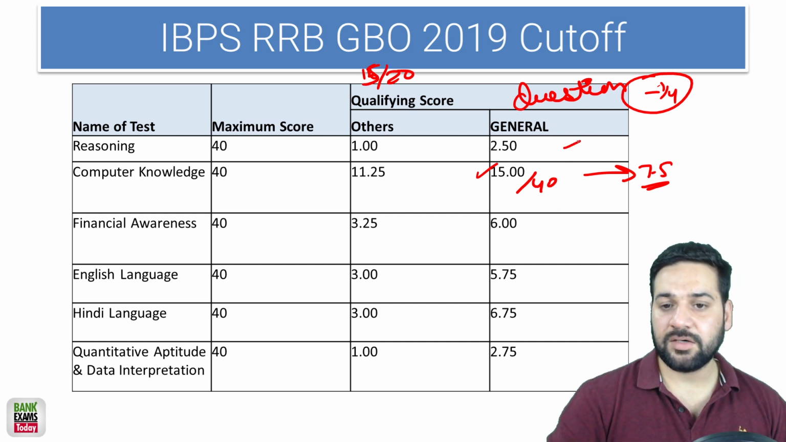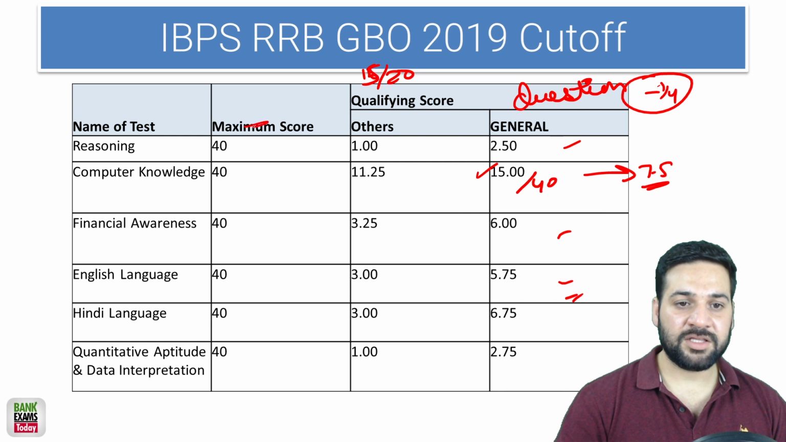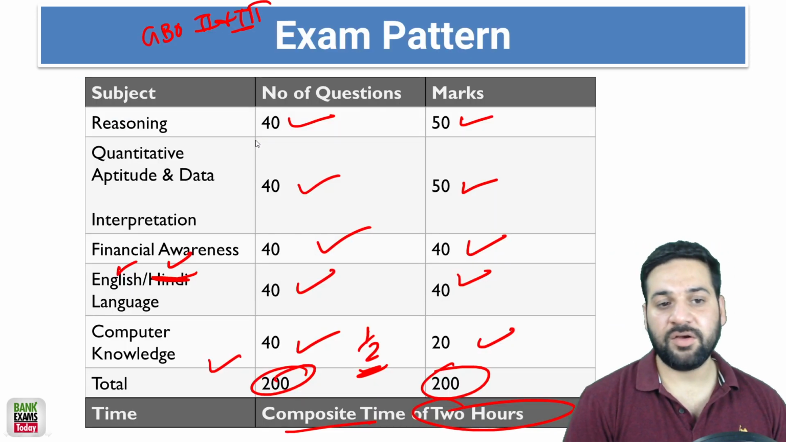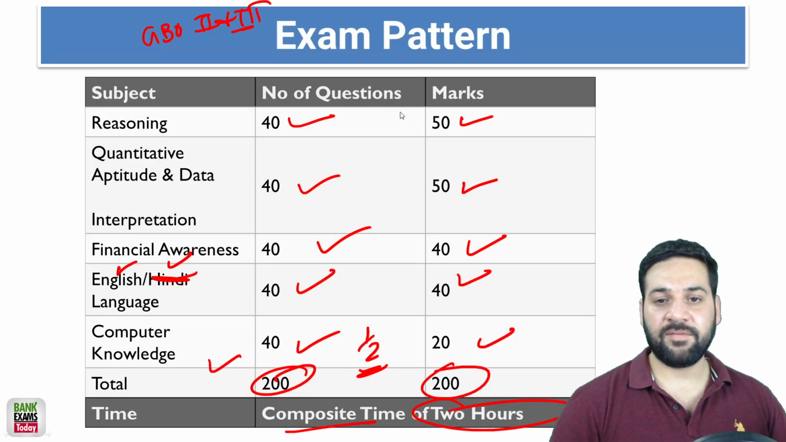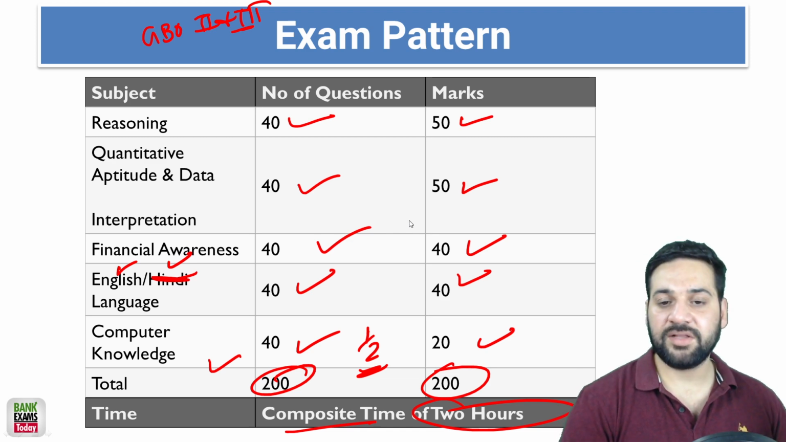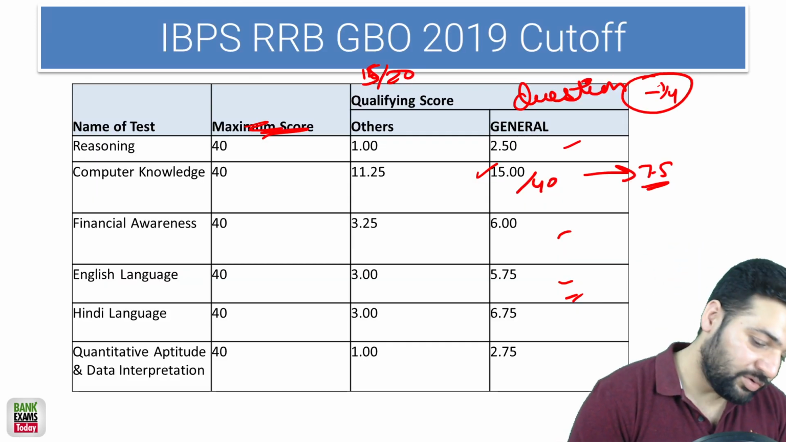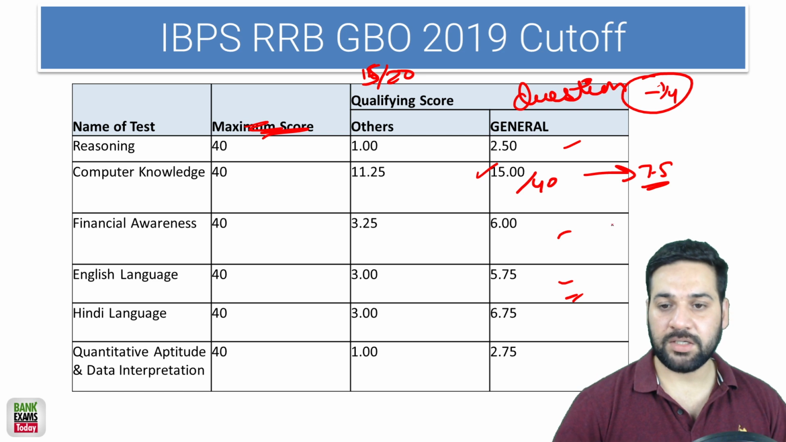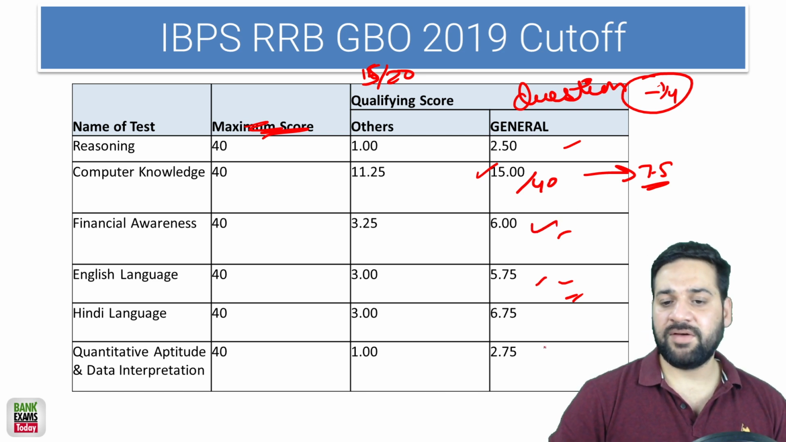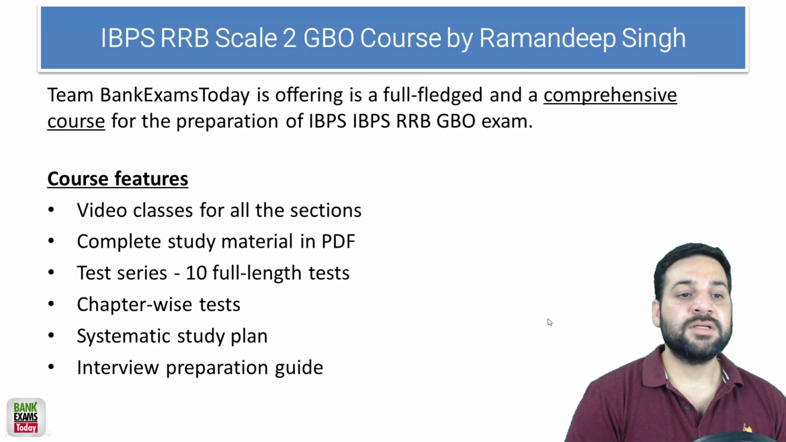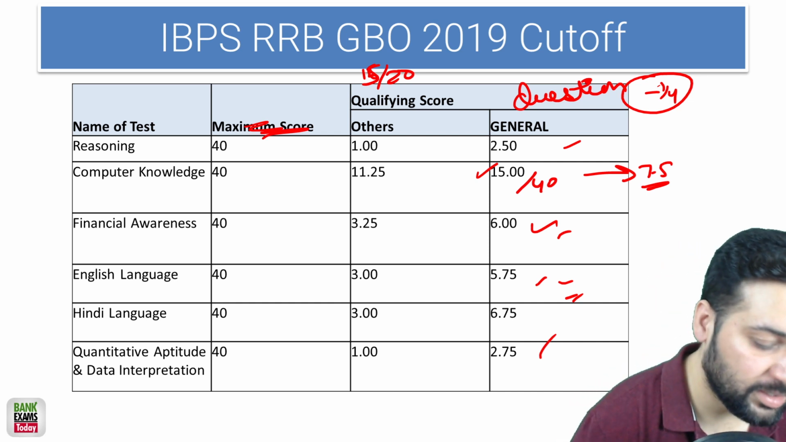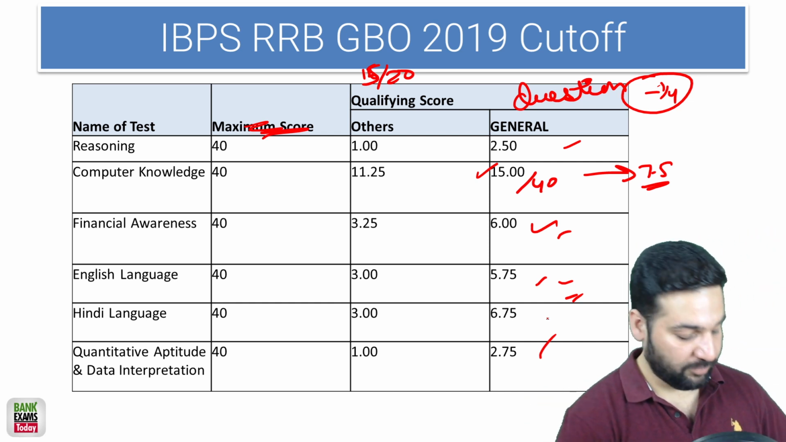ठीक है, तो ये याद रखो. It is not a maximum score. See, out of 40, obviously this is the number of questions and this is the weightage. So weightage अलग है, इसका half weightage है. तो 7.5 for computer knowledge. Okay, 6 for general awareness. So this was the cutoff, right? Sectional cutoff. The overall cutoff for the GBO I have already shared.